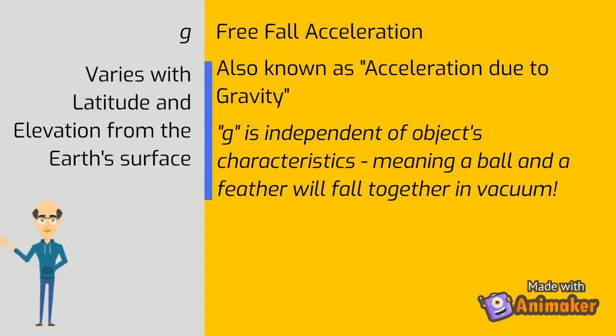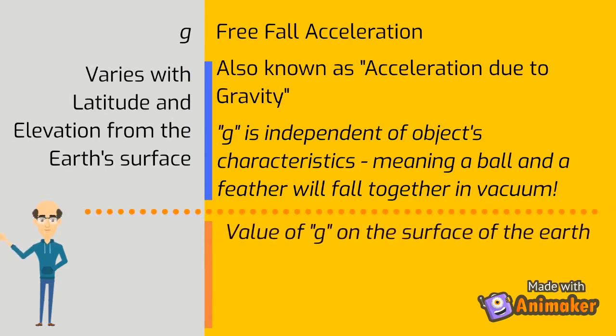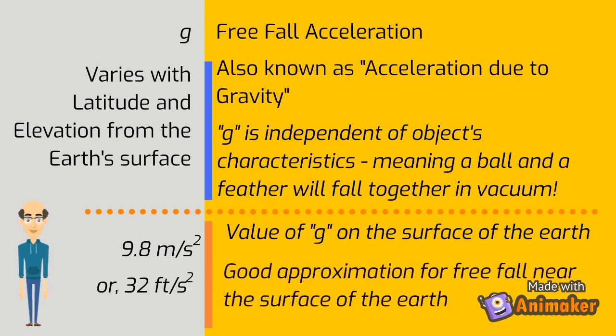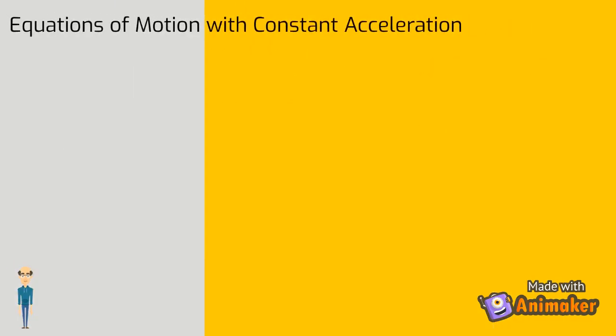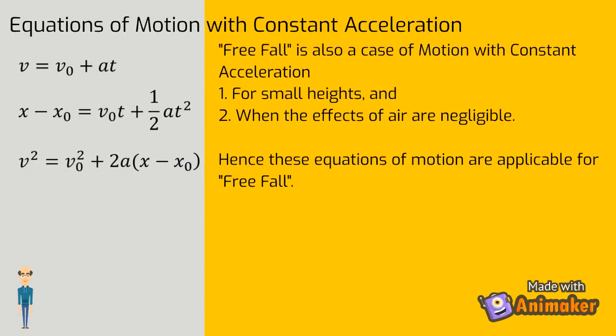The value of g varies slightly with latitude and with elevation from the surface of the Earth. At sea level in Earth's mid-latitudes, the value of g is 9.8 meter per second square or 32 feet per second square. Generally, for simple problems of free fall near the surface of the Earth, we can assume g to be this constant value for all practical purposes. The equations of motion that we derived for constant acceleration also apply to free fall near Earth's surface, where we assumed that the acceleration is pretty much a constant.